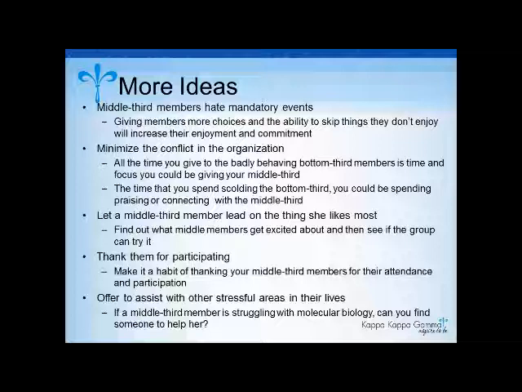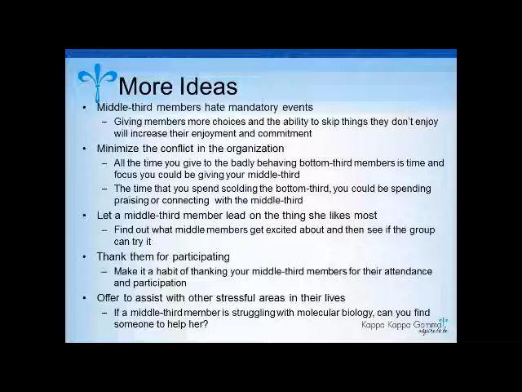Yeah, so we could be connecting with them and praising and getting them more involved. Let the middle third member find what she likes and let her lead on that, because when she gets excited about something, then she will do it. Thank them, always thank them for participating. And you know, we should be doing that with our chapter members more often.